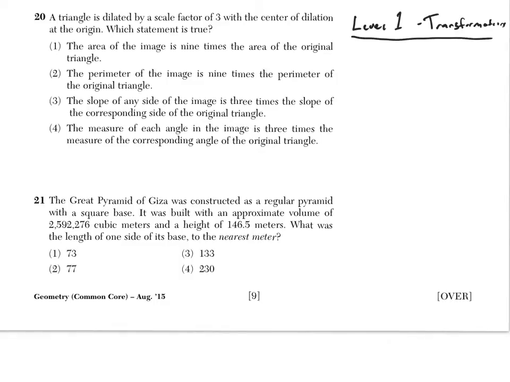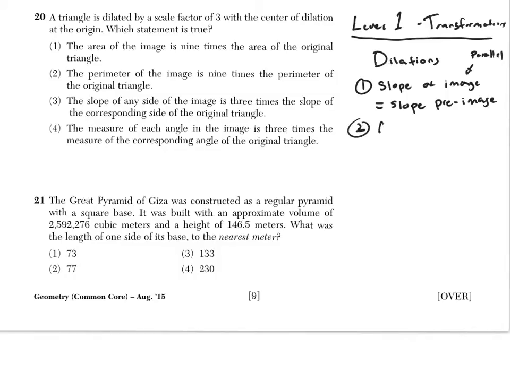So here's something you should know. We know a few things about dilations. We talked about this in the level 1 review, but we know this. 1, slope of image is always equal to the slope of the pre-image. That's always true when you dilate a line. And that means the lines are parallel. The image is parallel to the pre-image. So we could put a little note there that says parallel. That's a big fact about dilations. 2, we know angle measures are preserved. We've said that before.